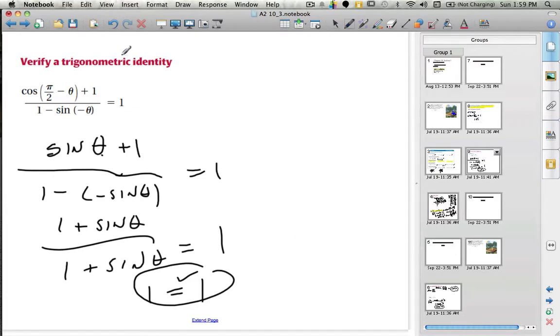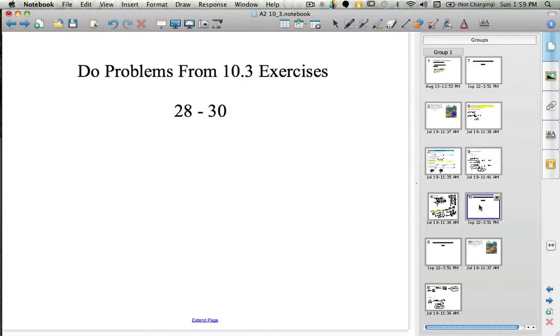Okay, so when you're talking about verifying an identity, the result at the end is known. We know it's going to be 1 is equal to 1 in this case, or that the left side of the equation is equal to the right side of the equation. What's important are the steps that you use. Okay, so go ahead and practice that, and then we'll work out that word problem about the sundial. Do problems 29 through 30, and then come back.